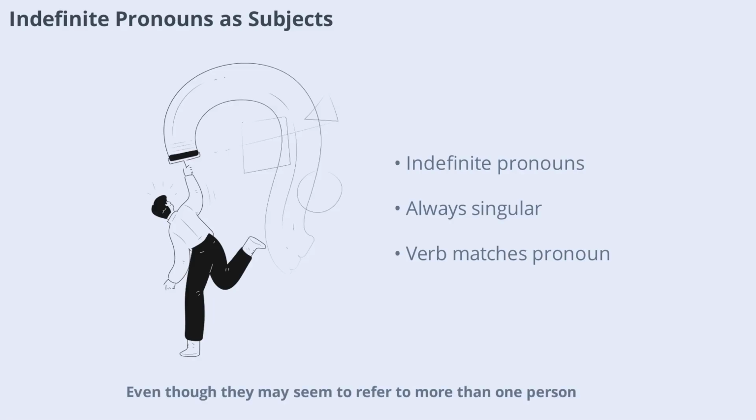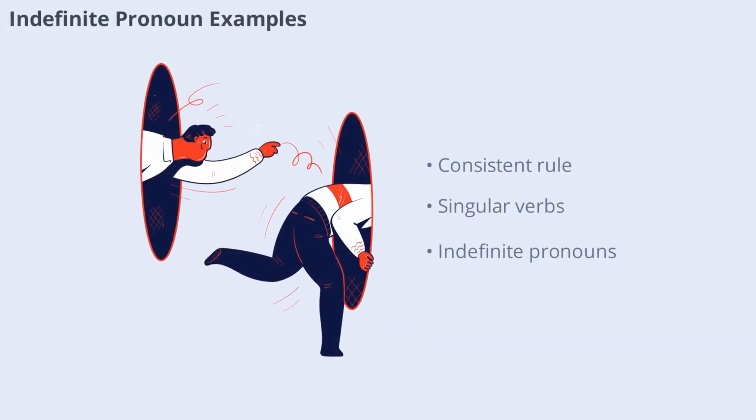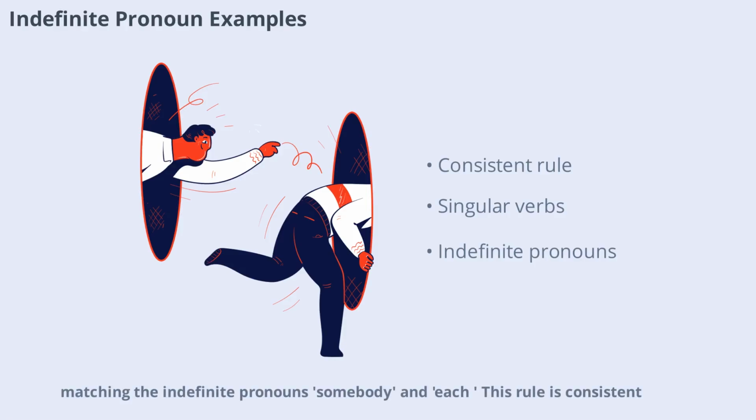Some words like everyone, somebody, each, and nobody are called indefinite pronouns. Even though they may seem to refer to more than one person, they are always treated as singular subjects. For example, everyone is waiting for the class to start. The verb is matches the singular nature of everyone. Let's see more examples. Somebody has left their bag. Each of the players is ready. In both cases, the verbs has and is are singular, matching the indefinite pronouns somebody and each. This rule is consistent no matter how many people the pronoun refers to.